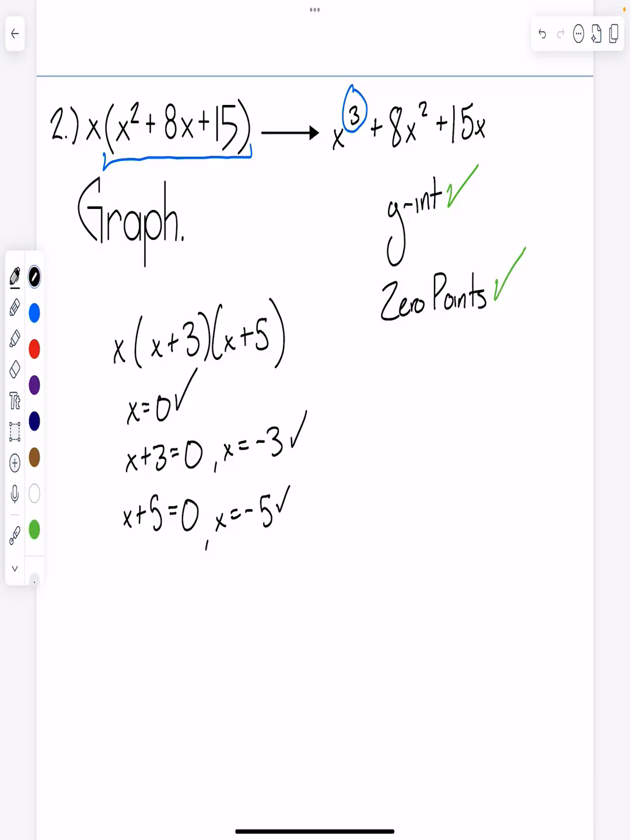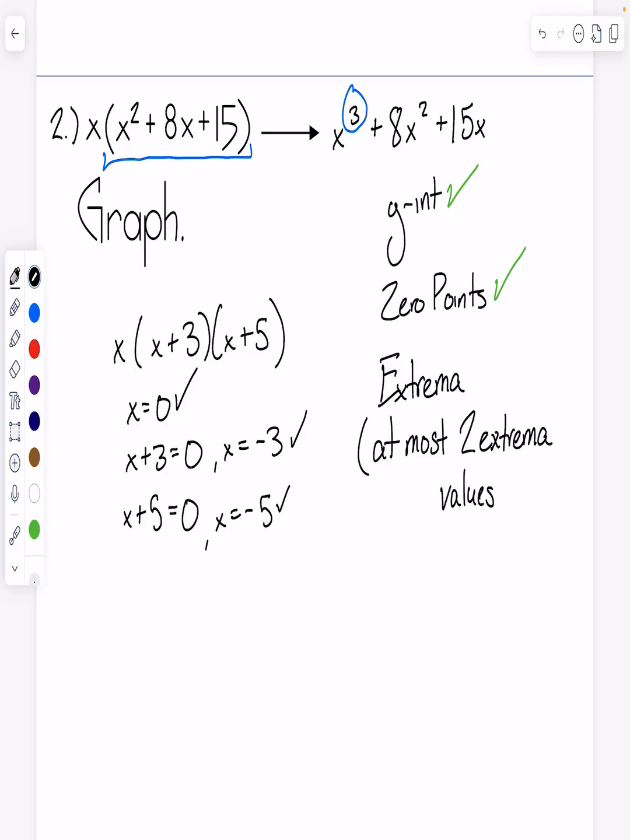And then last but not least, I need to figure out my extrema. The rule for cubic functions is that you will have at least one extrema, but at most you'll have two extrema, right? So at most you could have a min and a max, but in some cases you may just have a min or a max. It's okay, right? So let's take a look at what this will look like graphically.